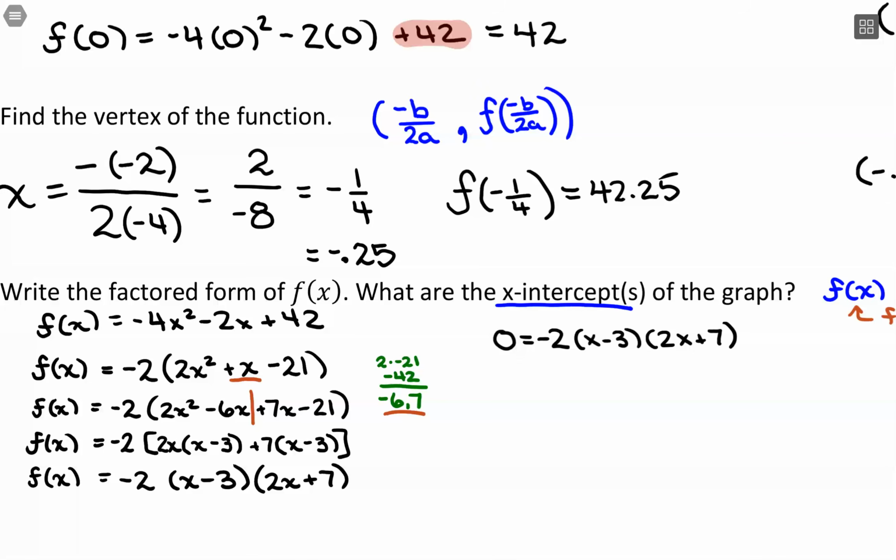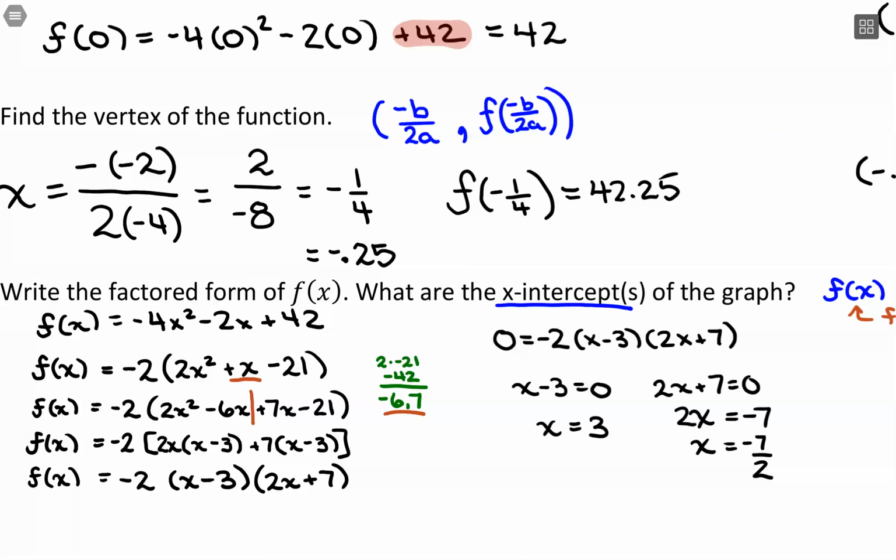And with that, I can start setting my factors equal to 0. So the -2 doesn't have x, so we can ignore that one. But we have that x minus 3 should equal 0, or 2x plus 7 should equal 0. And then we'll solve them. So add 3 to both sides to get x equals 3. We're going to subtract 7 from both sides to get 2x equals -7, then divide by 2.